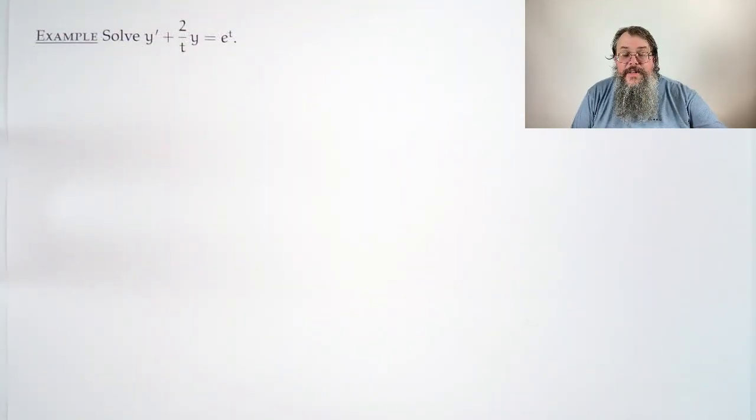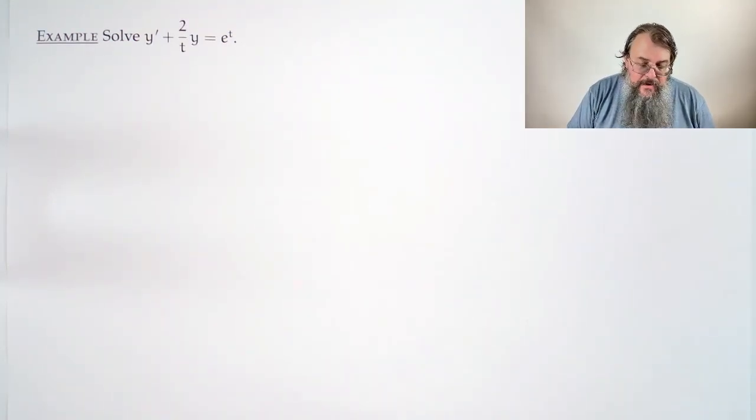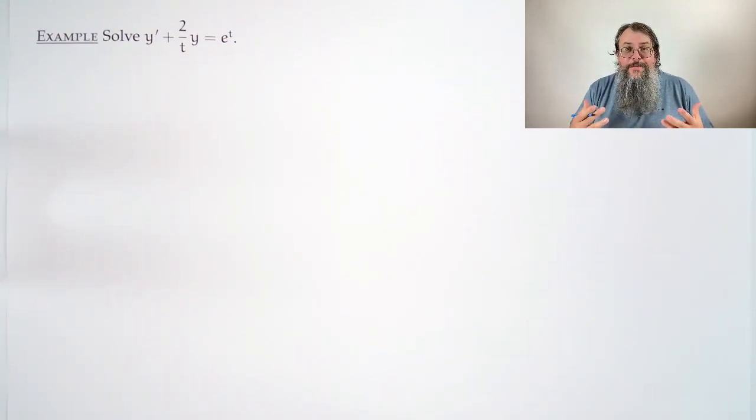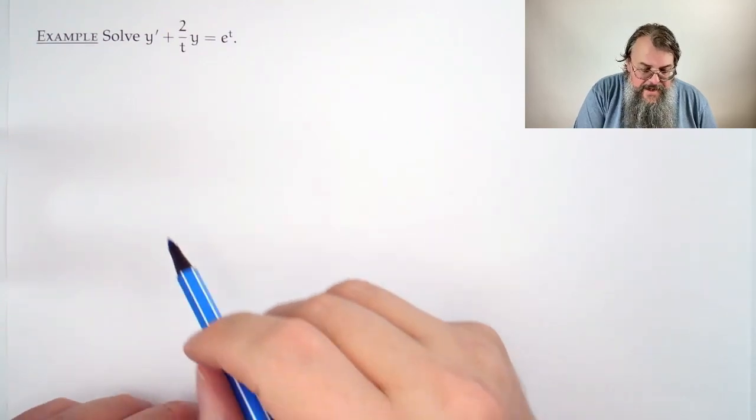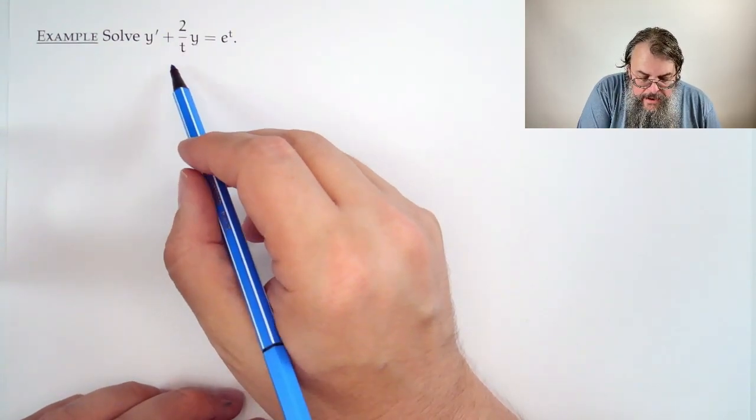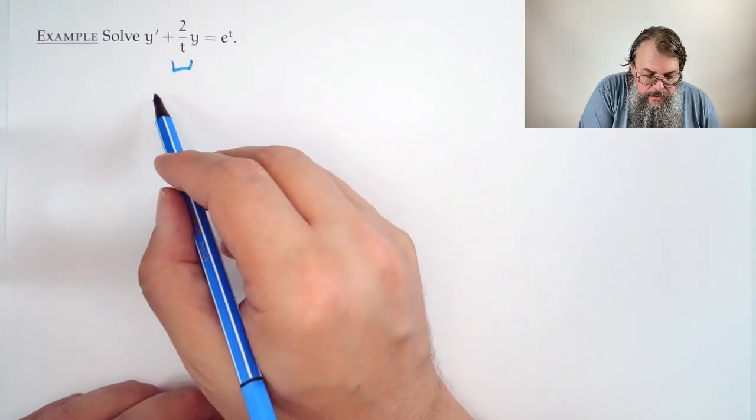Our next problem is going to ask us to solve y prime plus 2 over t y equals e to the t. So let's start working. In fact, it's really well set up for us. There's not a lot of surprises here. We say, hey, perfect. We integrate that.